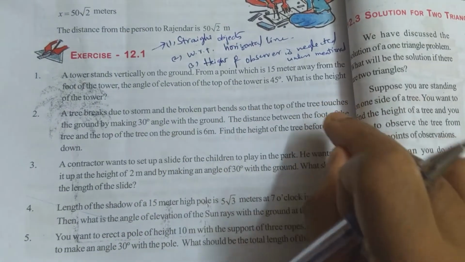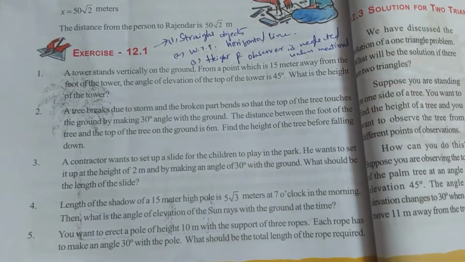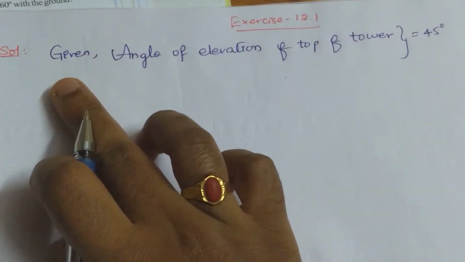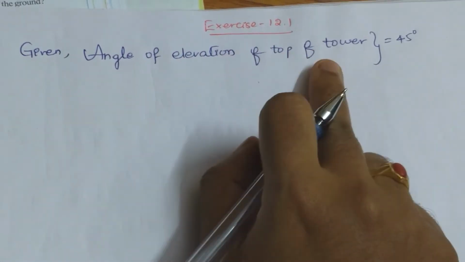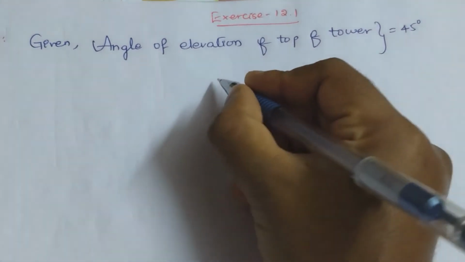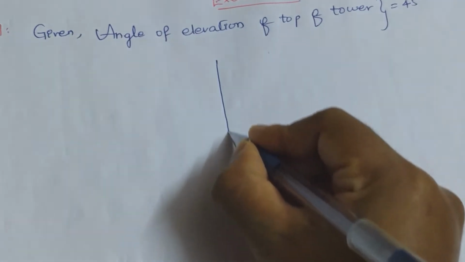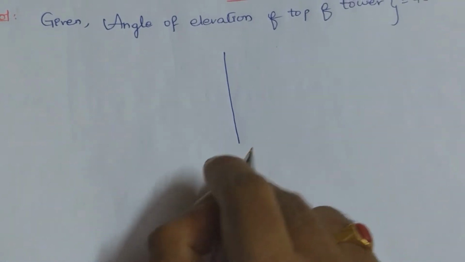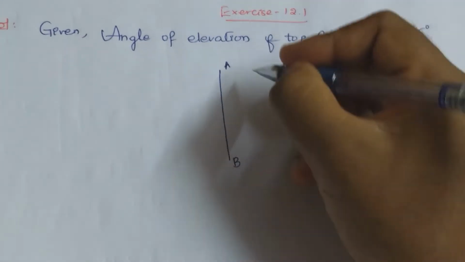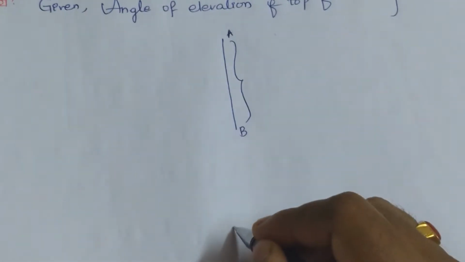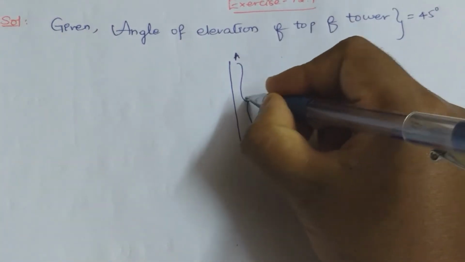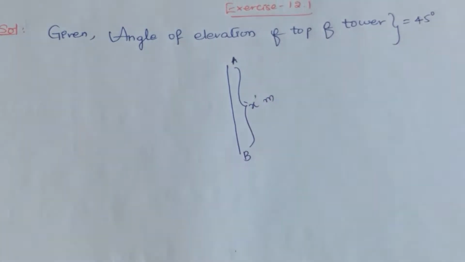Based on the information, let us put this information in the form of a diagram. See here, I have just written in the solution that given angle of elevation of the top of the tower is 45 degrees. That is the only thing I have written. So let's now plot the diagram. So for suppose this is a tower. Okay, let us consider this tower as AB. So this AB becomes the height of the tower. This we don't know what is the height. So let us assume this tower height as x meters.